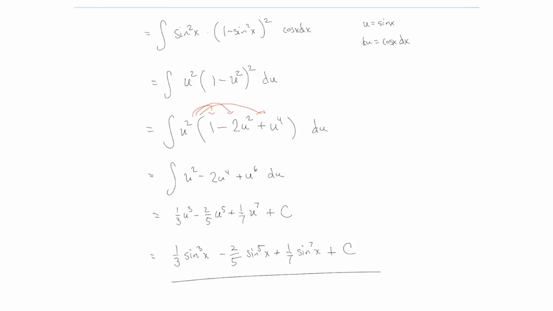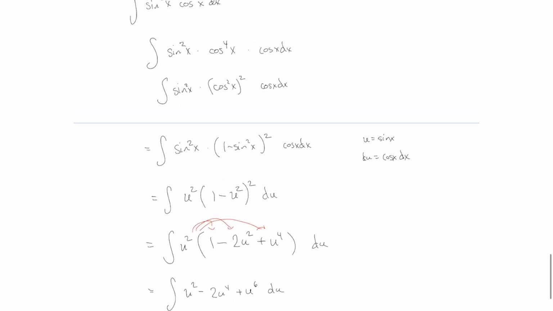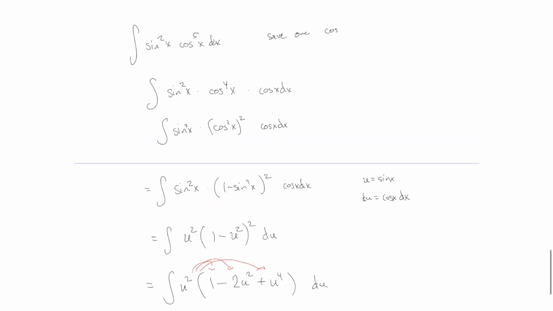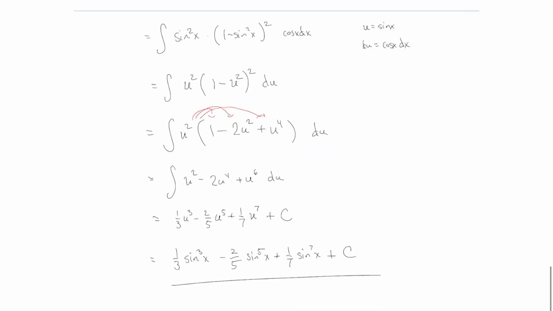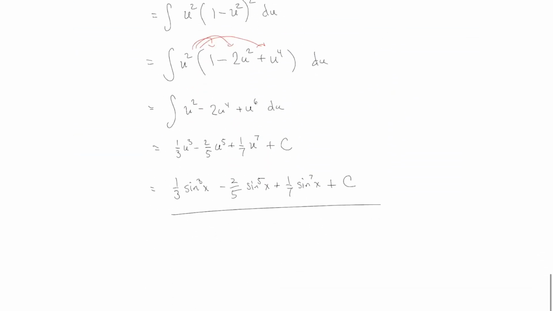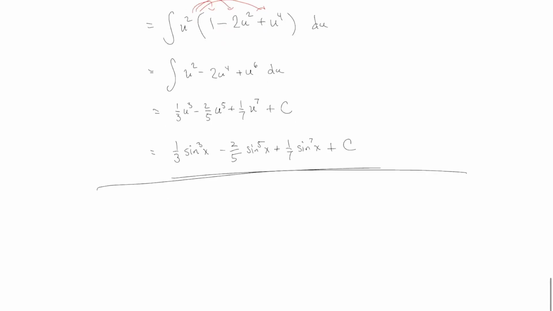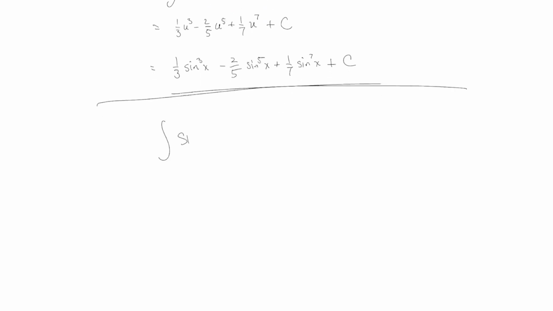So in this example, I saved the cosine because the cosine had the odd power. In this case, you would not be able to do it by saving the sine. Let's try the integral of sine cubed and cosine cubed dx. Here they're both odd, so actually it'll work either way if you save one of the sines or if you save one of the cosines. Just for fun, let's try to do it by saving one of the sines.